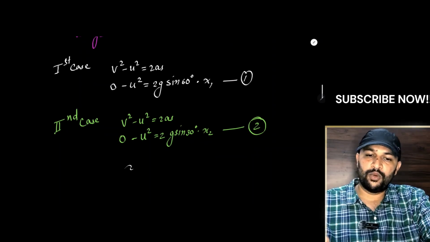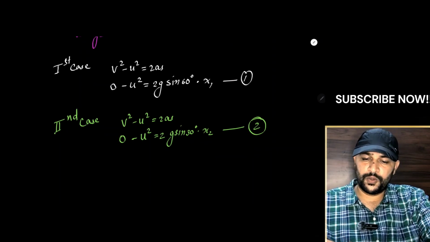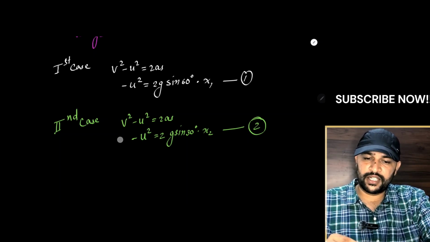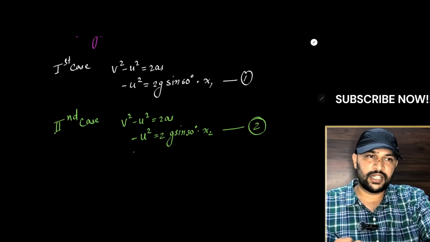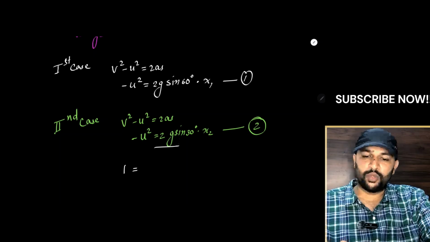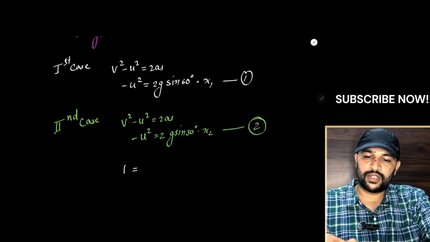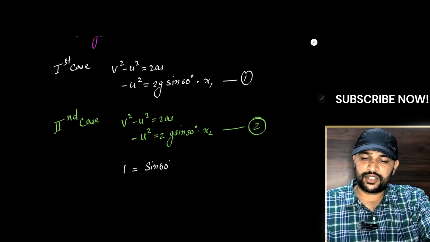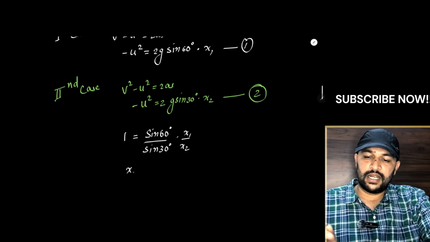Now, if I divide both the equations, equation 1 and equation 2, on the left hand side 0 minus u square, this will give you straight away minus u square, 0 minus u square again minus u square, right. When you divide both of them, you will get 1 here on the left hand side. On the right hand side, g and 2 both will cancel out, this 2g will cancel out with this 2g, right. And you are left with sin 60 over sin 30, x1 upon x2, right.